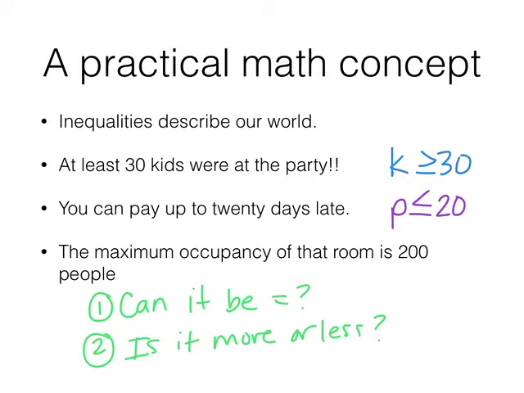The maximum occupancy of the room is 200 people. And again, that's a lot like pay up to. Could it be exactly 200? Are you allowed to have 200 in there? Sure, because that's the maximum. But you're really supposed to have less. So it just so happened these were all ones that we would translate with or equal to's, but we'll practice more with translating in the classroom.